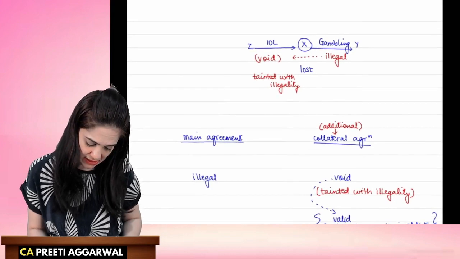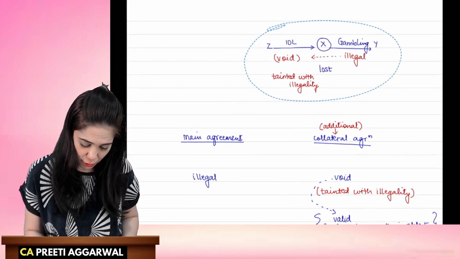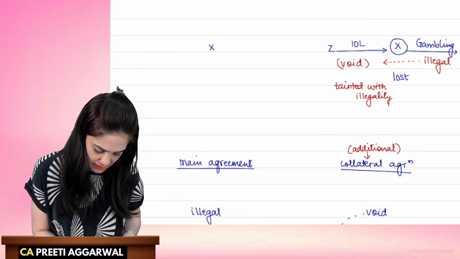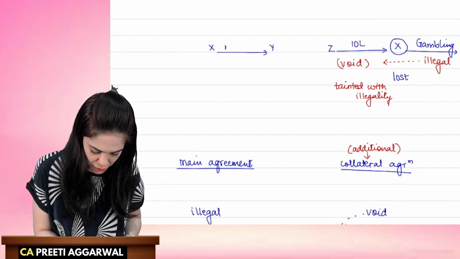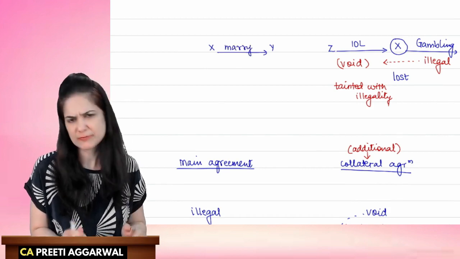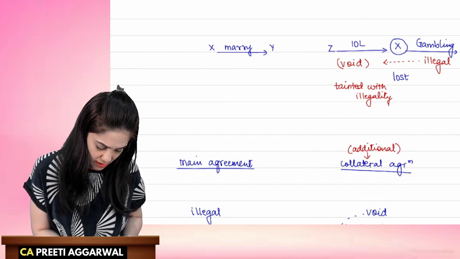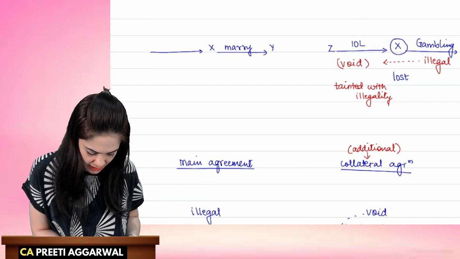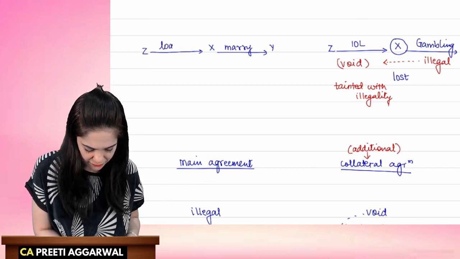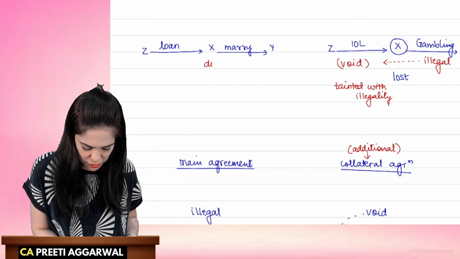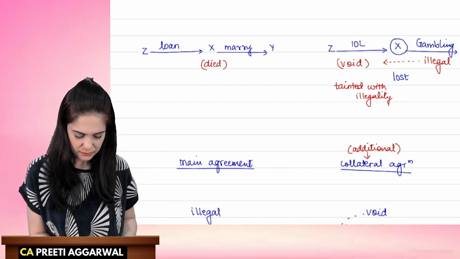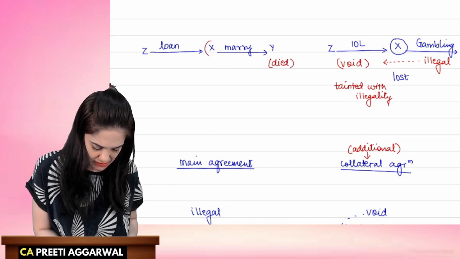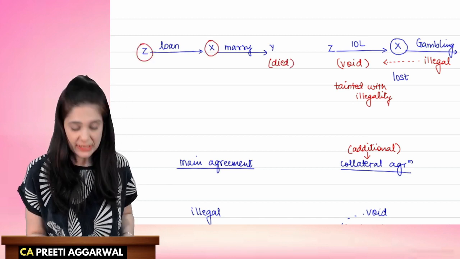Now also let us discuss what if it is a void contract. What is the situation in a void contract? X promises to marry Y. X proposes to Y, Y agrees. Now because there is marriage, a lot of money is required. So X takes loan from Z for his marriage. But before marriage, X died. Or let's say Y died. So it's easy for us to understand the contract between X and Z. Now, let's say Y died.